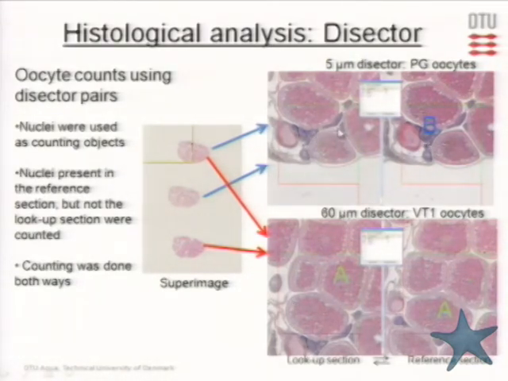We call this the lookup section, and this a reference section, and we are using a counting frame. We do that both backwards and forwards, so we use both this one and this one to see whether an oocyte has appeared or disappeared. Then we divide the total number of oocytes by 2, and then we get an estimate of the number of oocytes of this size in this particular volume.